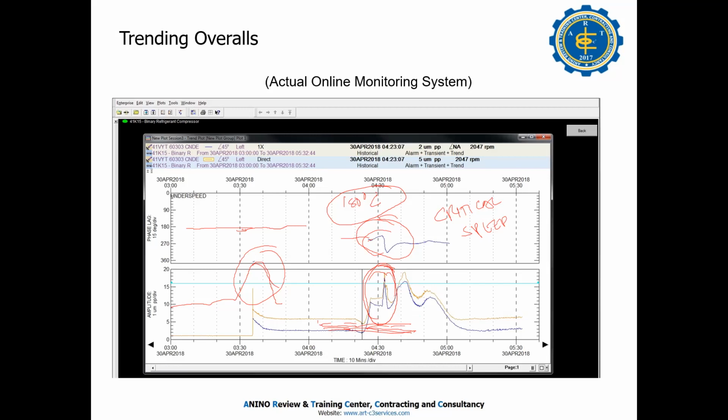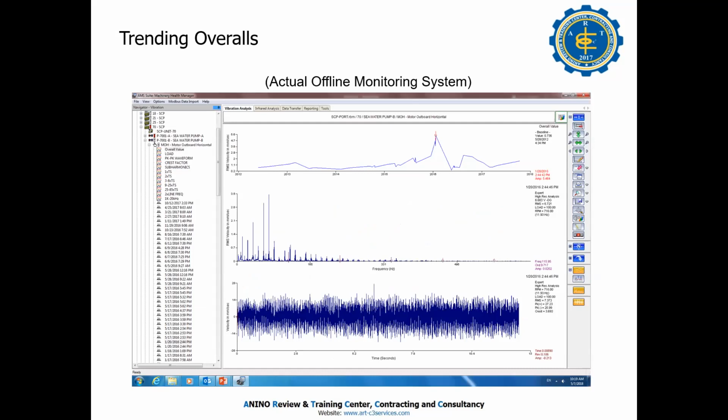I hope after your examination, you can experience the system. So this is the CSI, an actual offline monitoring system. You can see the trend from 2011, then 2012. By 2014, this time the vibration is high.